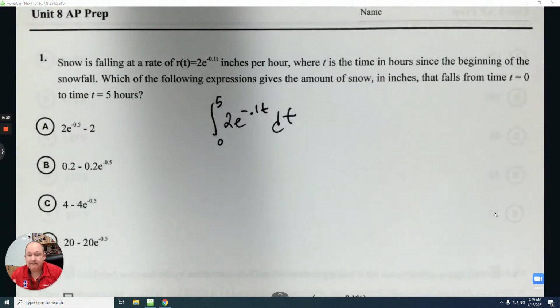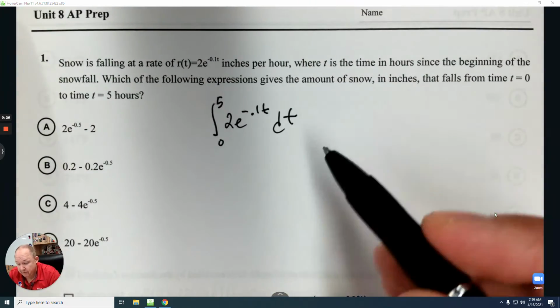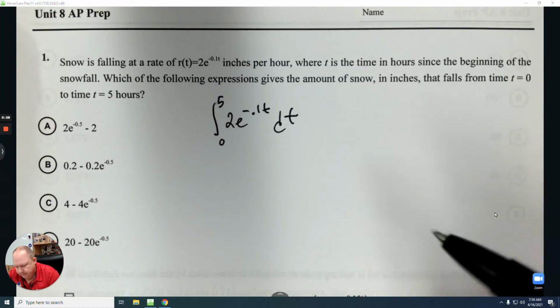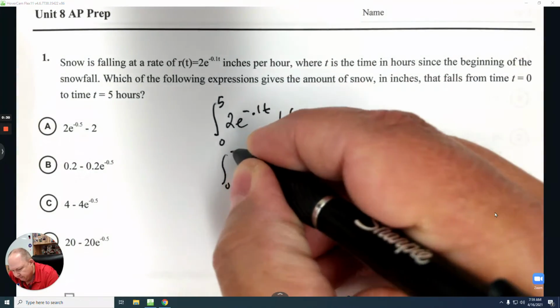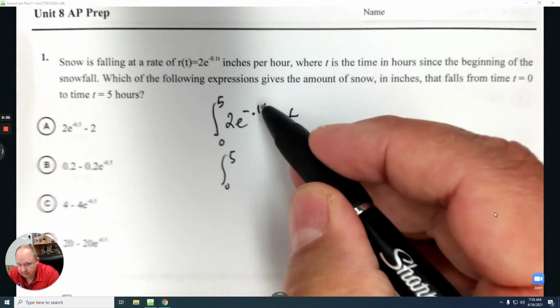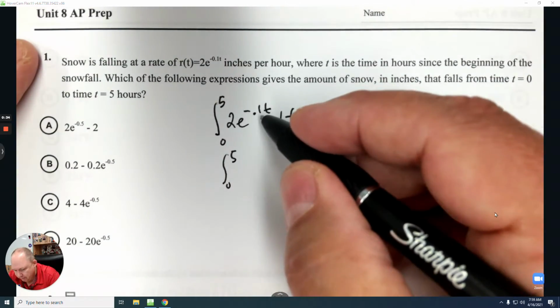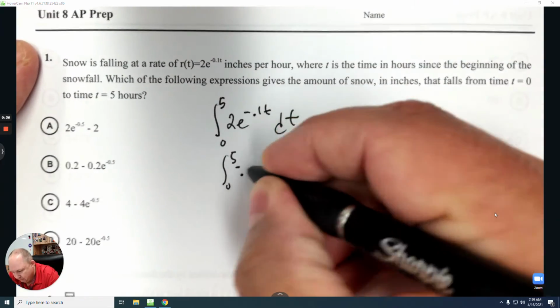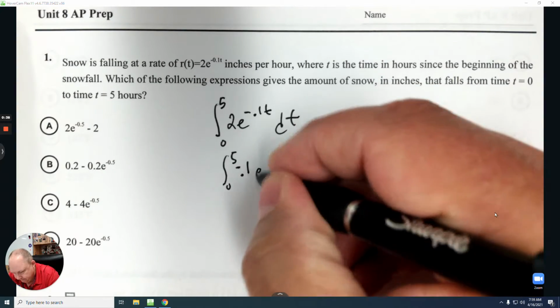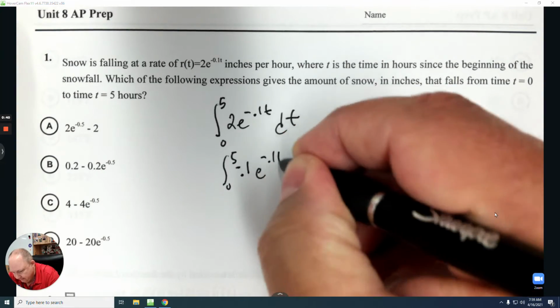So if you're given a rate, integrate it. It's an accumulator. And so let's see how we're going to do that. So the hook comes from the exponent. So the derivative of negative 0.1t is just negative 0.1. That's the hook I need.